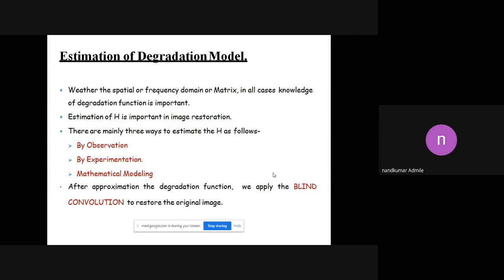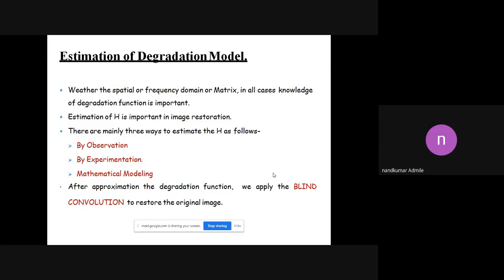So in the first lecture we also studied the degradation model of an image. It is a basic need of the degradation model when we restore the image, so we study image restoration. Simply, we have to restore the image which is affected by noise. For that, we can take the example of a pen drive which is affected by a virus. Simply, we can scan it and remove the virus.